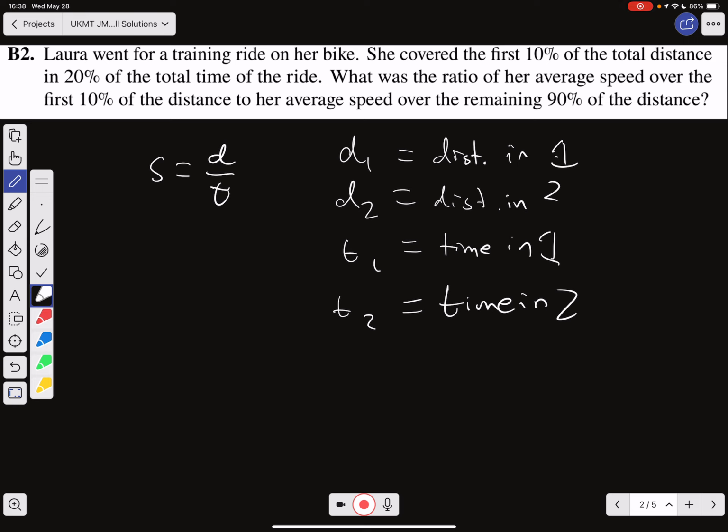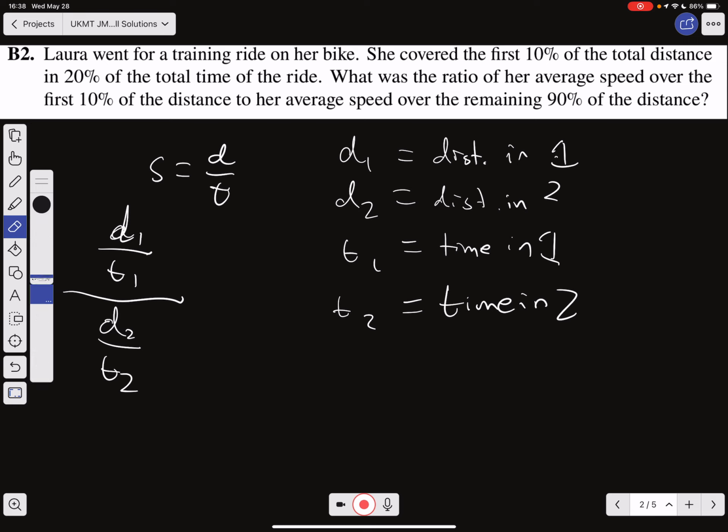So then we can construct this equation. Well, we're trying to find a ratio, so we have D1 over T1, all over D2 over T2. That's the ratio of the speeds from the first part of the training to the second part of the training. Now we can just evaluate this out, but before we do that, we sub in the values.